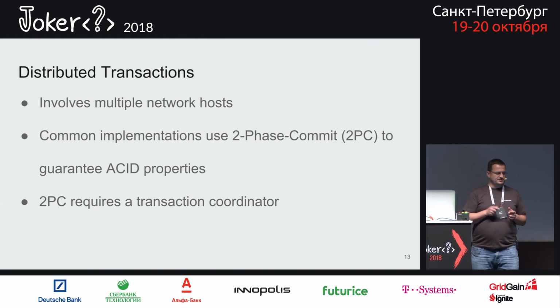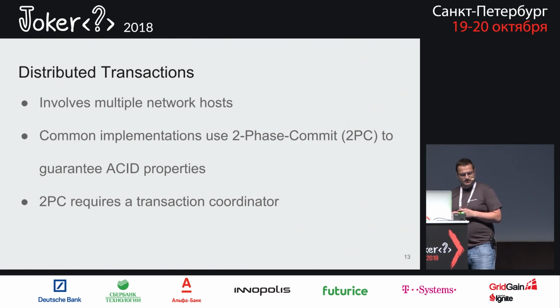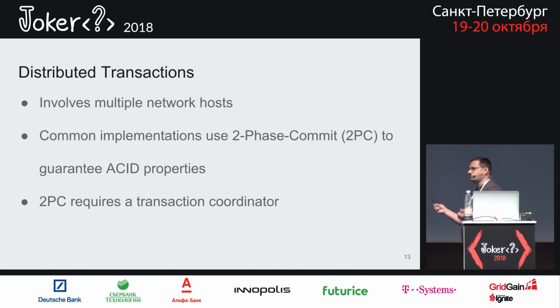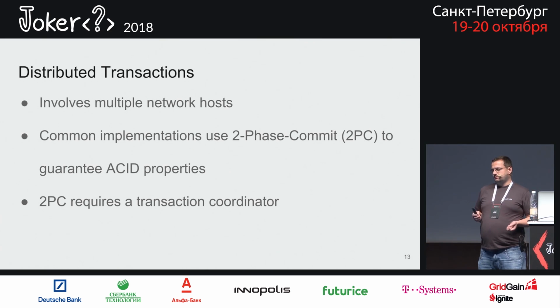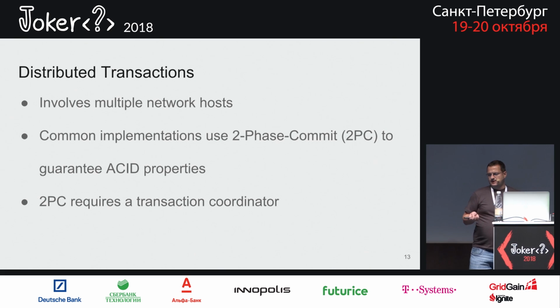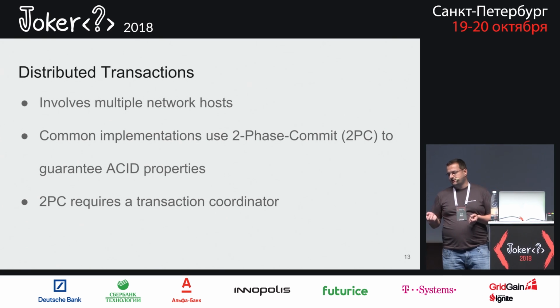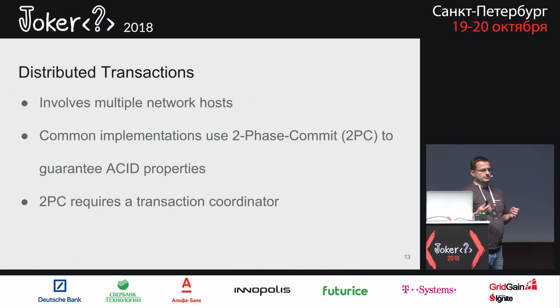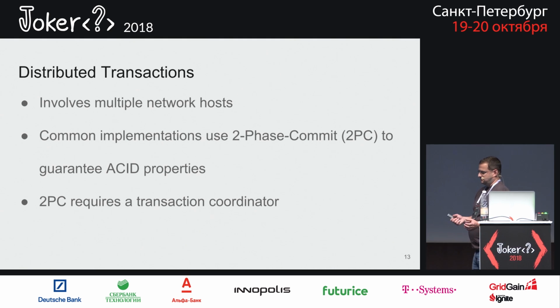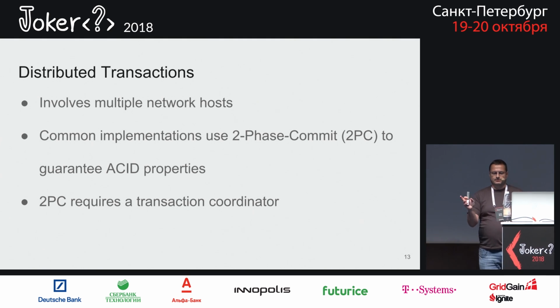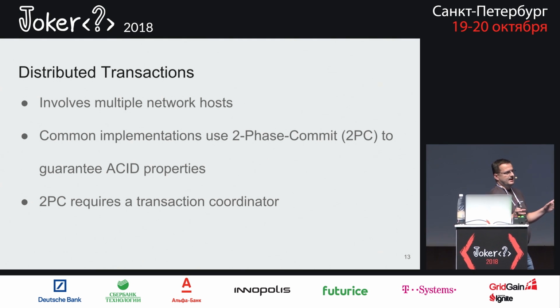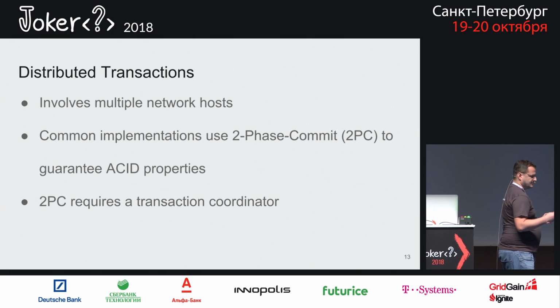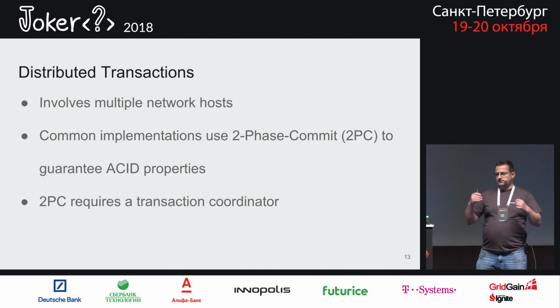As I said, distributed transactions. Usually they involve multiple network hosts, like a database and a JMS broker. Common implementations use a two-phase commit to guarantee those ACID properties. A two-phase commit essentially works in a way that you go to all your hosts and all your services and ask them to actually advance the transaction until the very last moment.